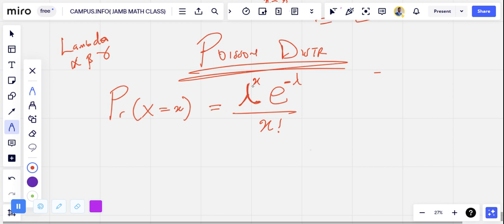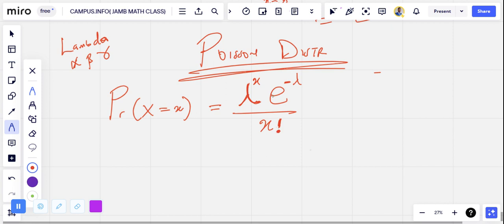formula is lambda raised to the power of x, e raised to the power of negative lambda, all over x factorial. I believe this is not the first time you're hearing factorial. You've done that in Math 105. Yes, you've done that in Math 105.